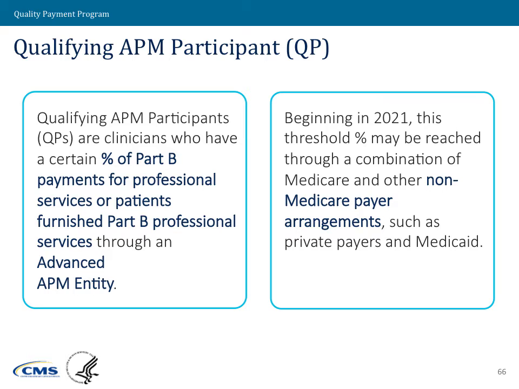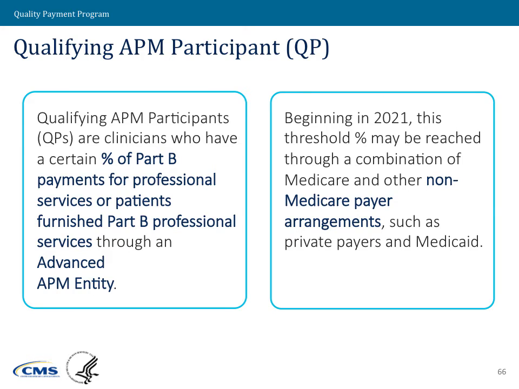On the right side of the slide, you'll see that beginning in 2021 of a payment year, so performance period 2019, that threshold for percent of payments or patients through an advanced APM may be reached through a combination of both Medicare and other non-Medicare payment arrangements. So we won't just focus on Part B, but we could also focus on payment arrangements with private payers and Medicaid. That will start in the third year of the program, so we won't go into great detail with that here, but there will be more information about those potential arrangements and ways to become a qualifying APM participant in the future.